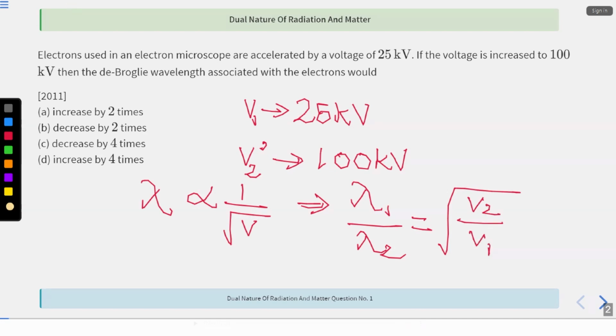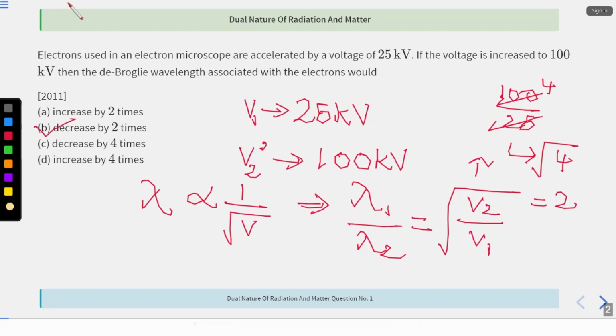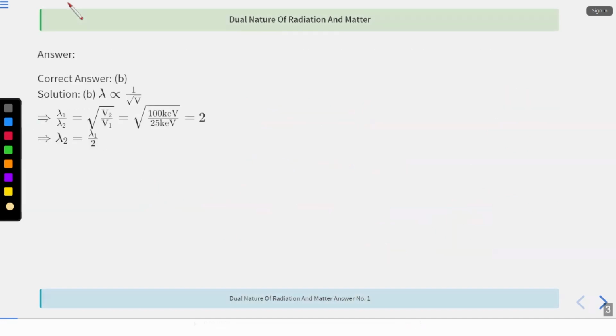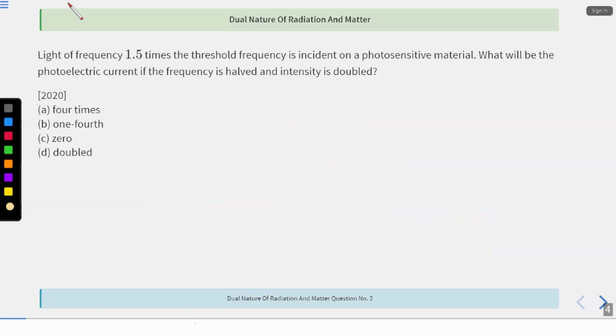So with that, I can tell that it's going to be 100 by 25, and that is nothing but 4. And root of 4 is equal to 2. So we can say that the lambda decreases by 2 times. It's not increases because it is lambda 1 by lambda 2, right? So it decreases by 2 times. So our option B is the correct answer, right? Let's move on to the next question.